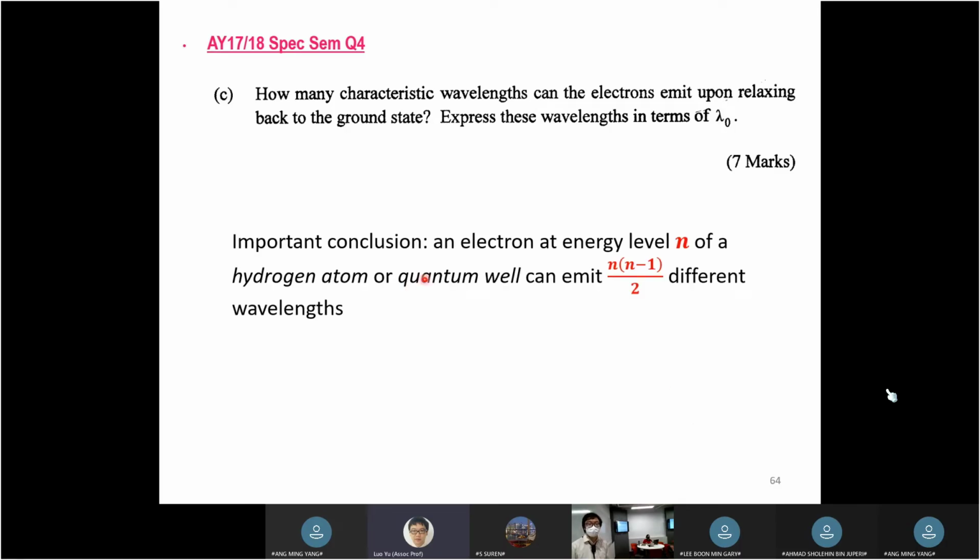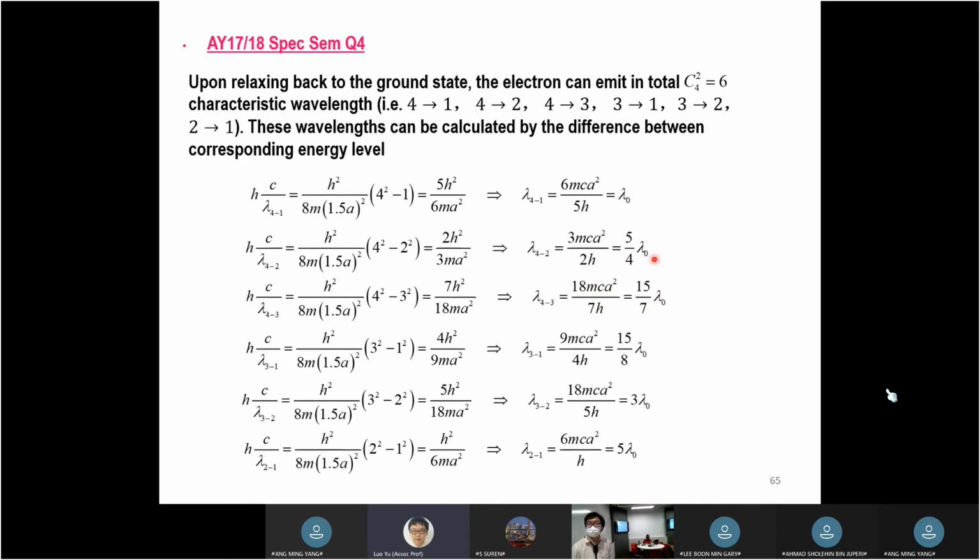As I said, the important conclusion is that for an electron at energy level n, a collection of electrons, when it transits back to the ground state, it can emit n times n minus 1 divided by 2 different wavelengths. So in this case, it can emit 6 wavelengths in total. It's 4 to 1, 4 to 2, 4 to 3, 3 to 1, 3 to 2, and 2 to 1. In total 6.